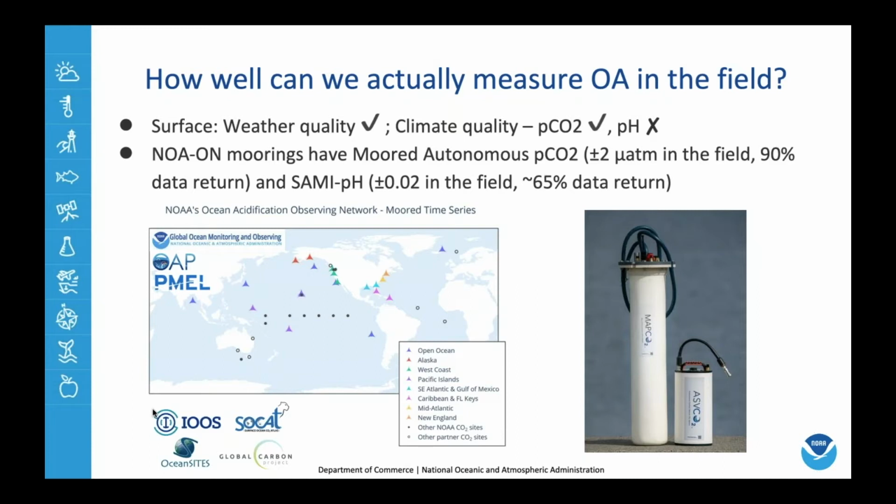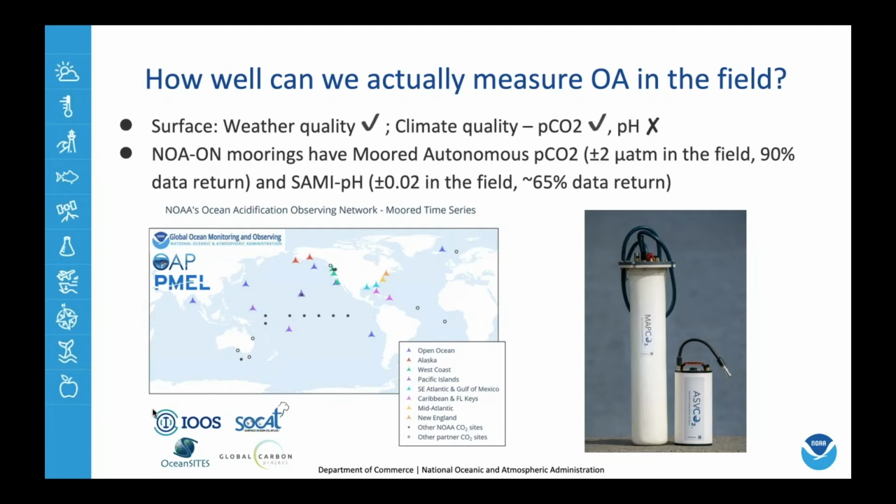pCO2, among other parameters. The main workhorse of this network is the Moored Autonomous pCO2 System, or MAPCO2, which can achieve climate quality data, take 3 hourly measurements for over a year, and has a 90% data return. Accompanying the MAPCO2 is the SAMI pH that can measure pH at weather quality and has a data return of about 65% in our network.